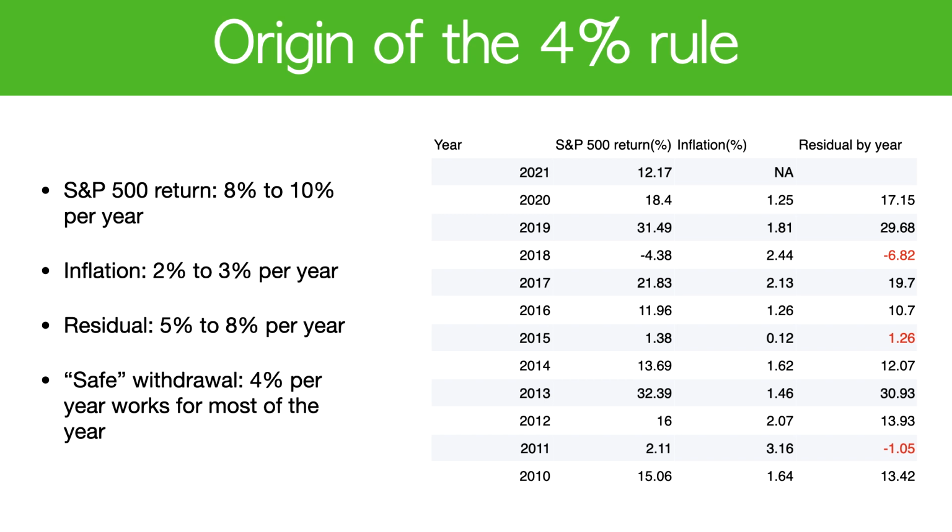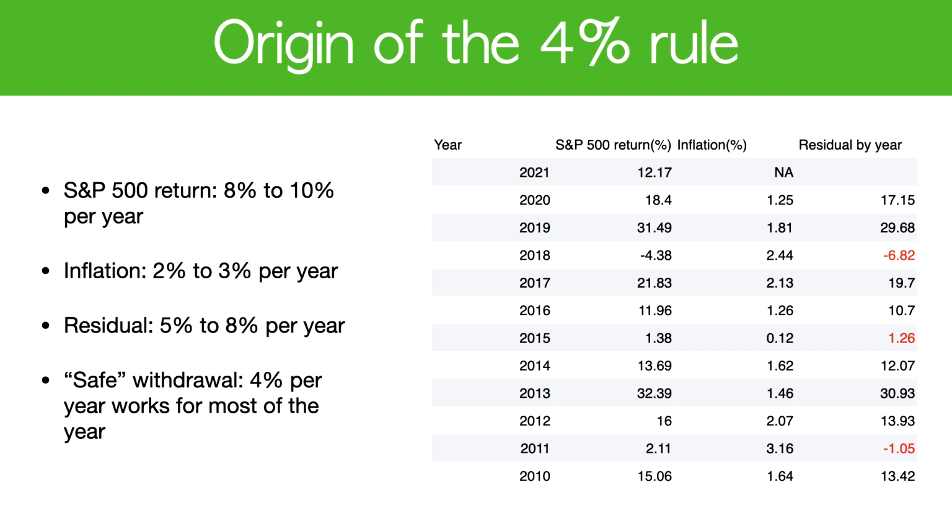So here you can see that in both years, if you just take out 4% of your portfolio, then you'll still be doing fine. You have more than enough left over for your portfolio to maintain its balance and continue to grow going forward. So that is great. But what if you look at 2018? Then that's when the 4% rule is not enough. In 2018, the inflation is 2.44%, and you can see the S&P 500 return is negative 4.38%. So that means the residual is negative 6.82%, which means after inflation, your portfolio actually shrunk by 6.82%.